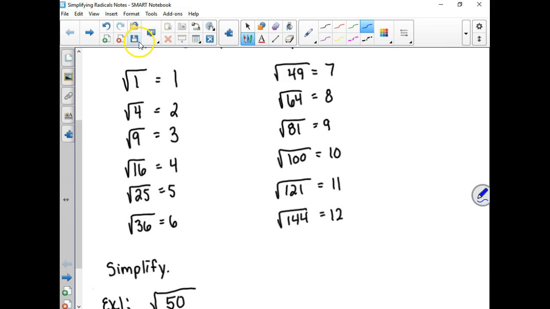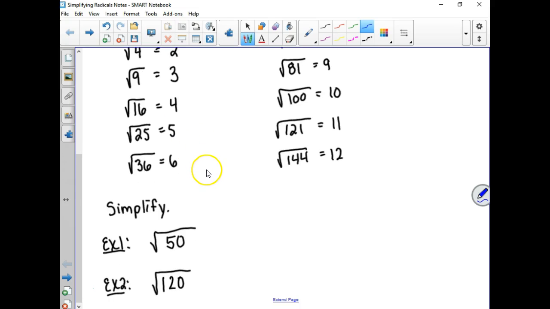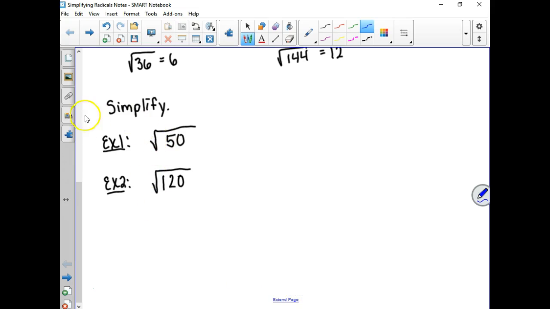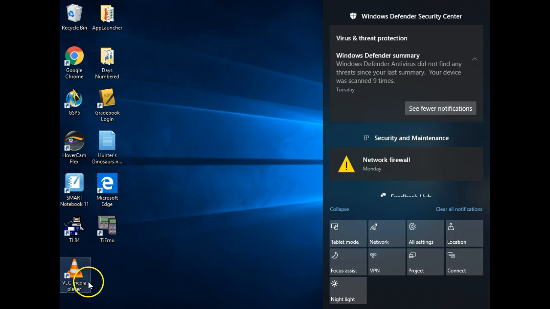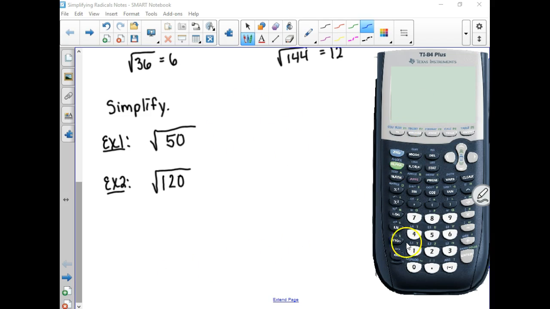These are the ones that we're mostly going to need to know for what we're doing in class. Make sure that you know the perfect squares well. So, to simplify a radical, we're going to have a square root like square root of 50. We cannot take the square root of 50. We could use our calculator and type in the square root of 50, and it will give us a decimal, 7.07106. However, this is a rounded value. This is not the exact value.